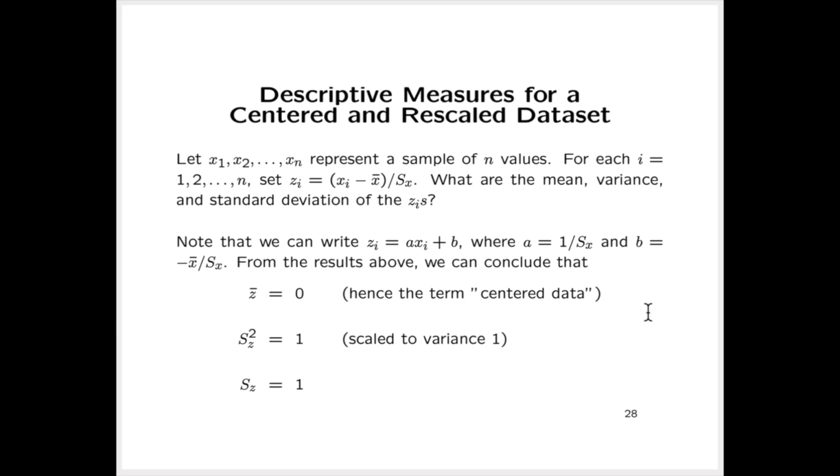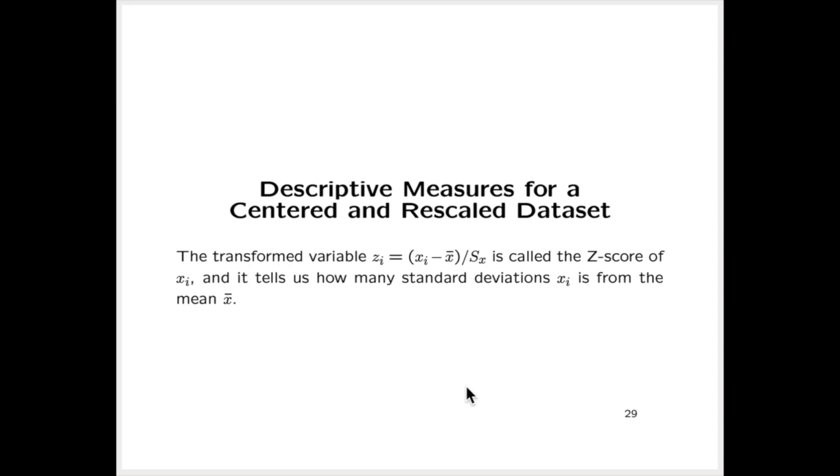All right, so this is very important for us to know, and we do this all the time in applied statistics, this process of standardizing the data, where we recenter the data and rescale the data. We center the data at 0, and we rescale the data so that it has a standard deviation of 1. Now, this transformed variable, this centered and rescaled variable z sub i, is called the z-score of the x's, and it tells us how many standard deviations a particular x sub i is from the mean x bar.